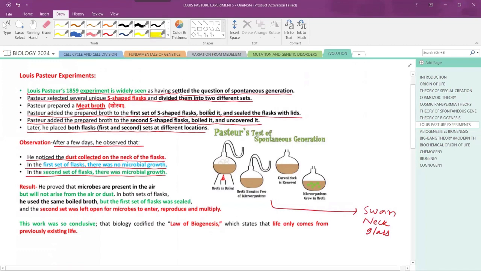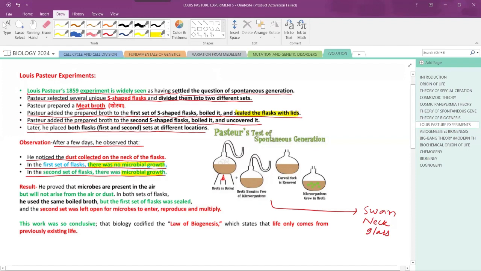See, the first jar is sealed with a lid. In the first set of flasks, there was no microbial growth because the jar is sealed with a lid. But in the second jar, there is microbial growth. You observe that there is microbial growth. Both jars are filled with meat broth that is boiled, and the broth remains free of microorganisms.